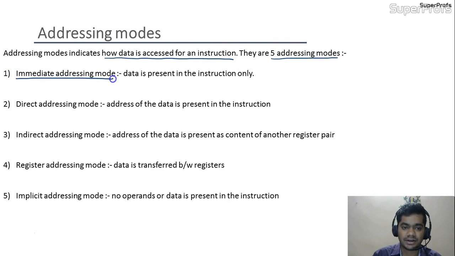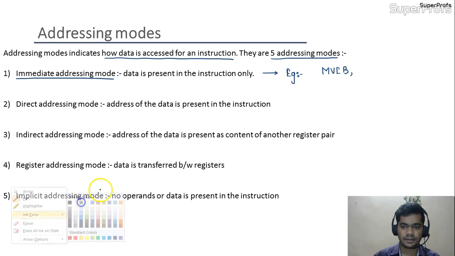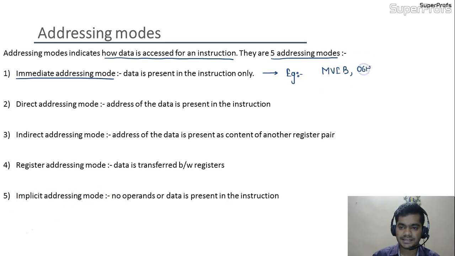First is immediate addressing mode, that is, the data is present in the instruction only. To take an example, we have an instruction MVI B,06H. We can see that the data is present in the instruction only. That's why it is known as immediate addressing mode, because the data is immediately present in the instruction.